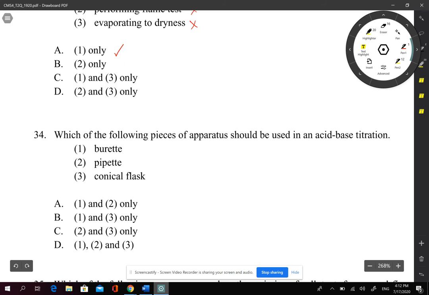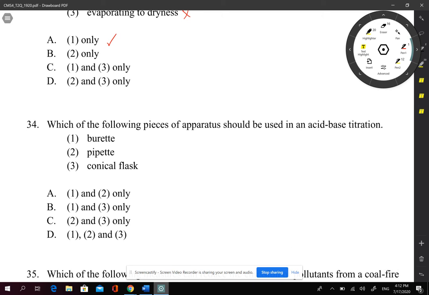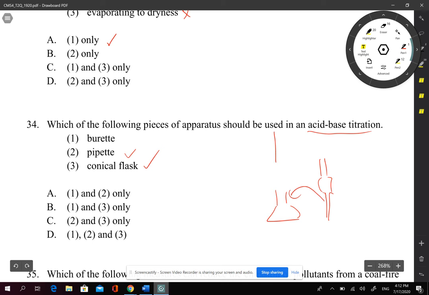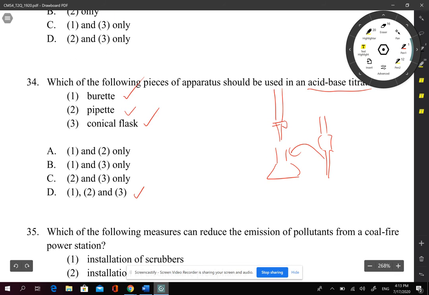Okay, for question number 34, it is talking about which of the following pieces of apparatus should be used in acid-base titrations. Remember, when we do acid-base titration, we need to use a pipette to transfer the first solution into a conical flask. So a pipette is required, and a conical flask is required. And when we do the titration, we need to add another solution from the burette. So the first apparatus is also correct. So the answer is D.